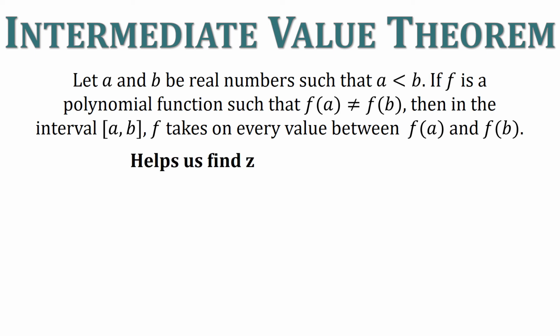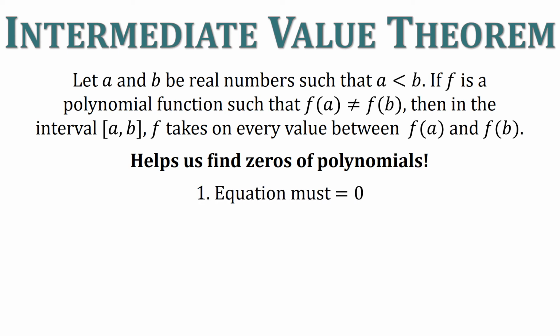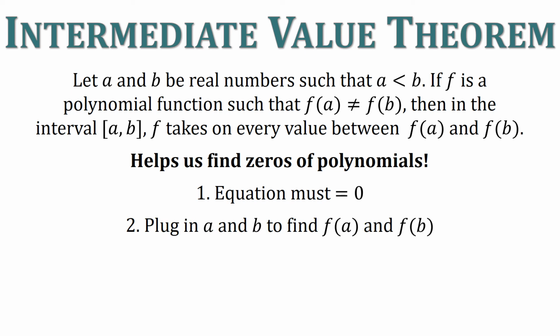So first of all, this helps us find zeros of polynomial functions. Okay, it helps narrow down the window of where we're searching. First step, your equation must equal 0. If we're going to solve a function, it has to equal 0. Second, we're going to have 2 numbers from our interval A and B. Okay, I'll show you an example. You're going to take both of those numbers and plug it into the function, and that will tell you what f of A and what f of B is.